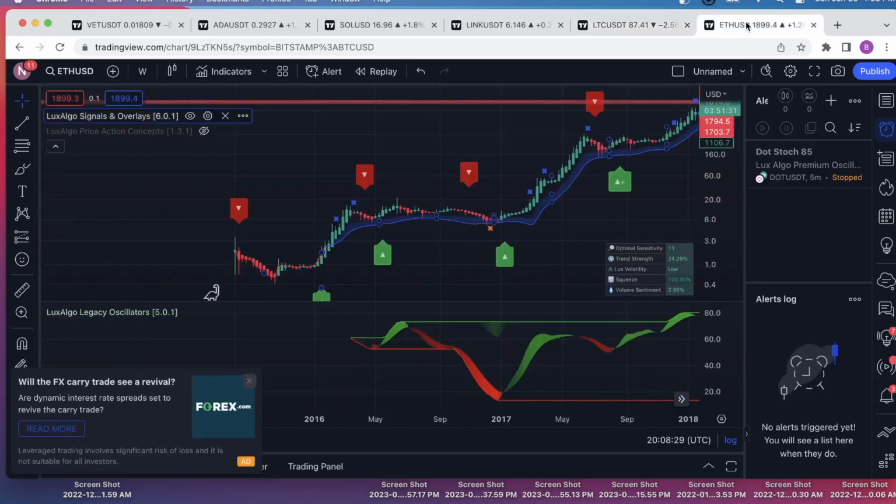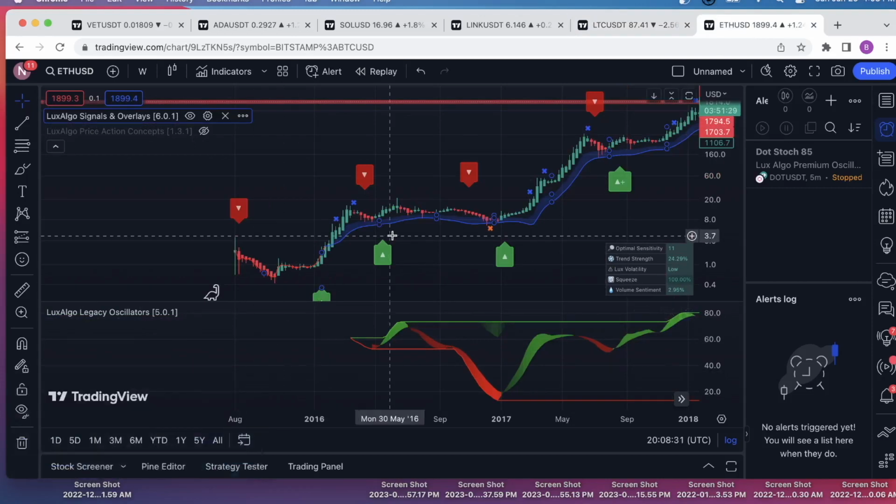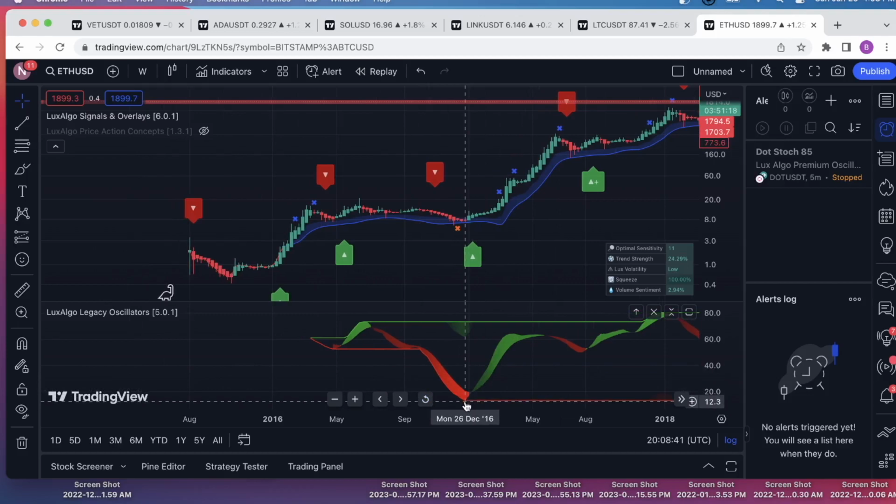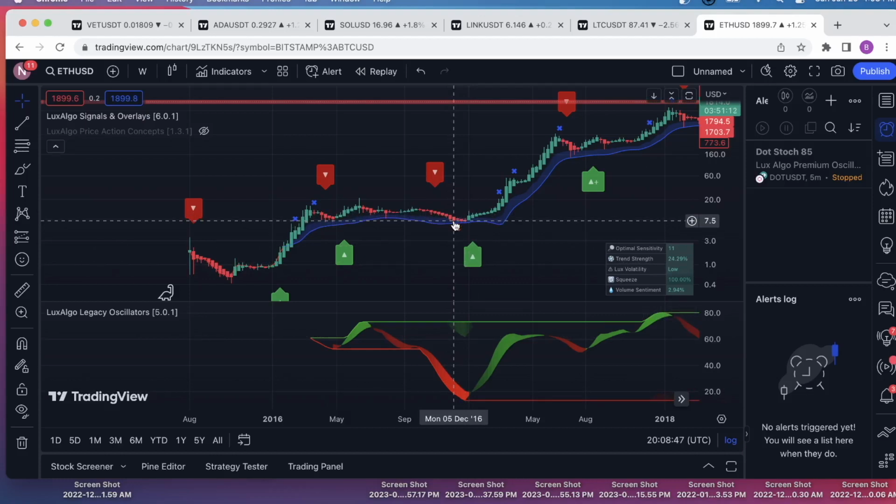Now, it works the other way as well. So, for example, in this example, we're on Ethereum on a weekly time frame. We came down to this oversold region. We started to cross up at the same time. Now, this doesn't happen very often. I find this setup happens a lot more for short opportunities than long. But here we have it.